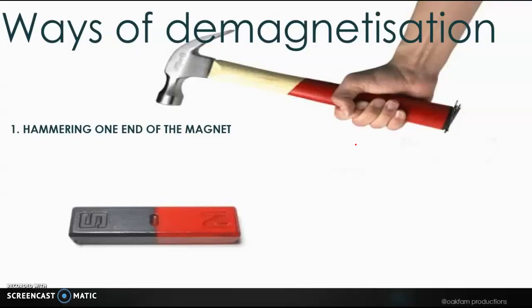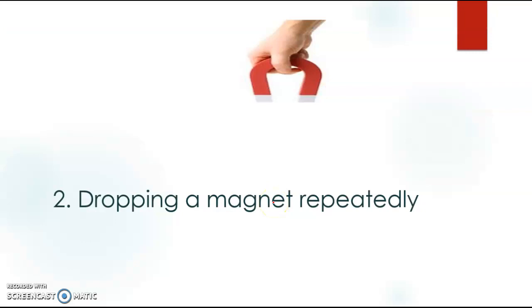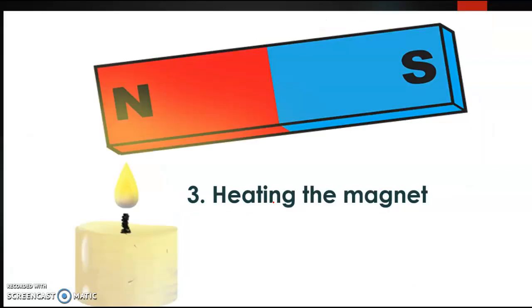All right, what are the ways of demagnetization? One is hammering one end of the magnet repeatedly. If I keep hammering the north pole, after some time it will lose its magnetism. Another way is dropping the magnet repeatedly. If the magnet keeps falling from your hand repeatedly, after some time it will lose its magnetism. Next is hitting the magnet. When you hit a magnet repeatedly, it will lose its magnetism.